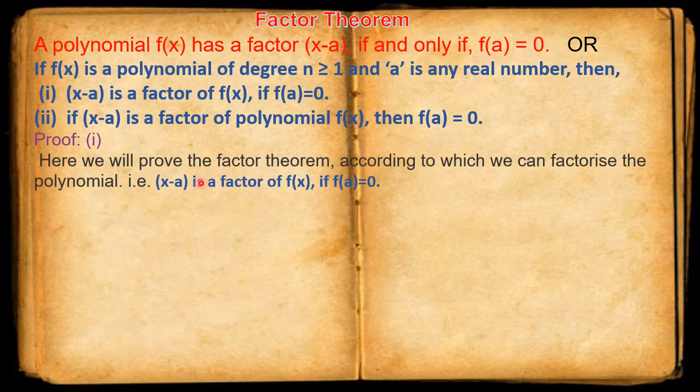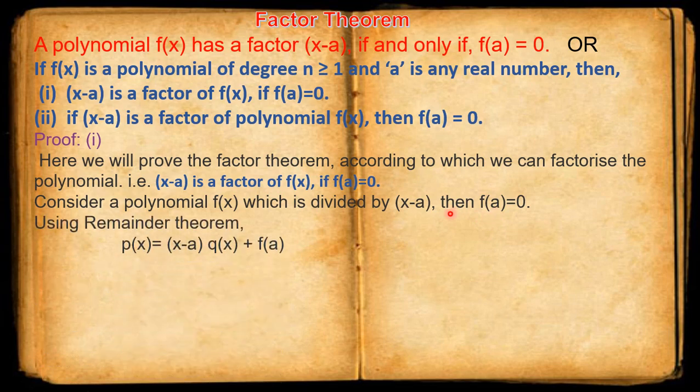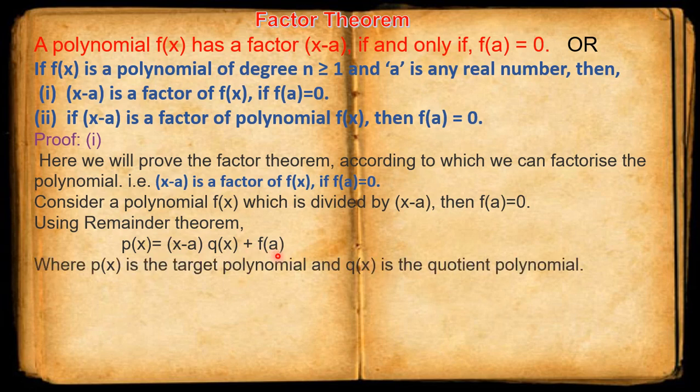That means it is given that f of a is equal to 0. So we consider a polynomial f of x which is divided by x minus a, and we get a remainder. That means f of a is equal to 0. It is given that the remainder is equal to 0. So by the remainder theorem we can say p of x is equal to x minus a into q of x plus f of a. Dividend is equal to divisor into quotient plus remainder.